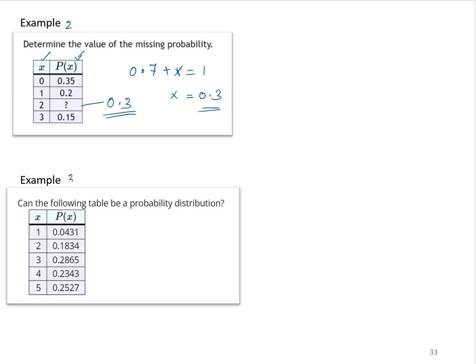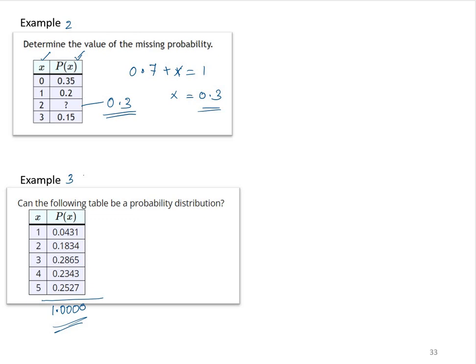Okay, now let us have example number 3. Can the following table be a probability distribution? So how can we check whether it is a probability distribution or not? Just add all these probabilities, and if it is equal to 1, it is okay. Otherwise, it is not a probability distribution. Okay. So either let us add this, or with the use of a calculator, you can do that. I am going to add manually. So 5 plus 5, 10, 0, remainder. Yes, it is equal to 1. So that means it is a probability distribution.